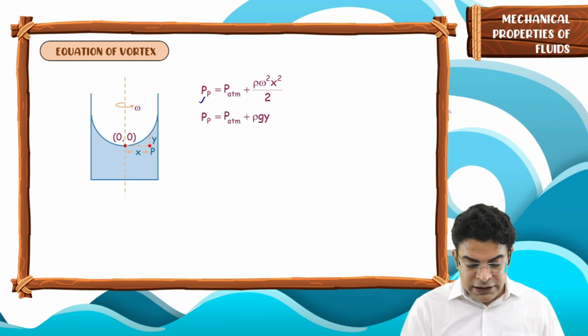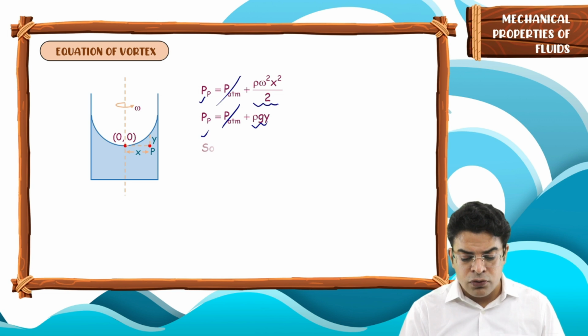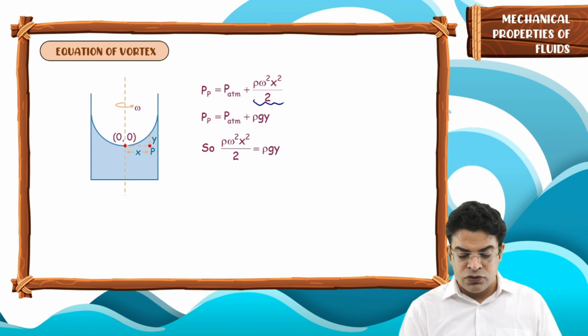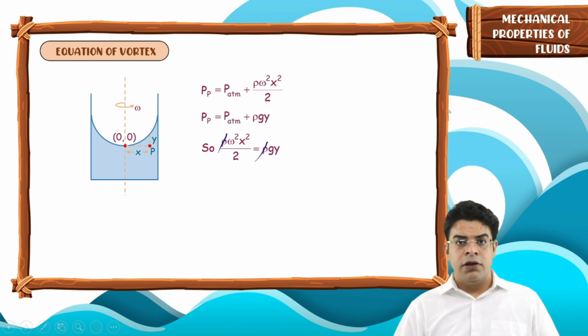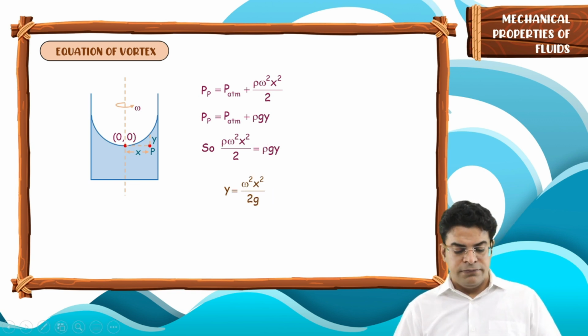Now equating these two, P atm gets cancelled. So you will write rho gy equals rho omega square x square by 2, or rho omega square x square by 2 equals rho gy. Cancel out, bachcho, rho on both sides. So you will get y equals omega square x square by 2g.